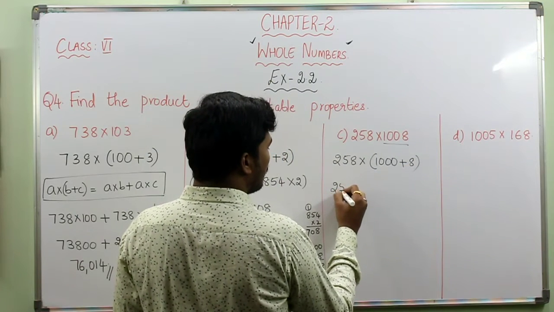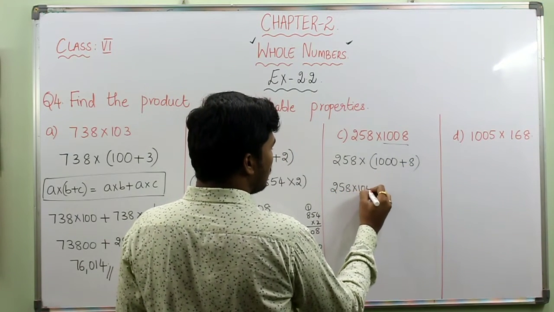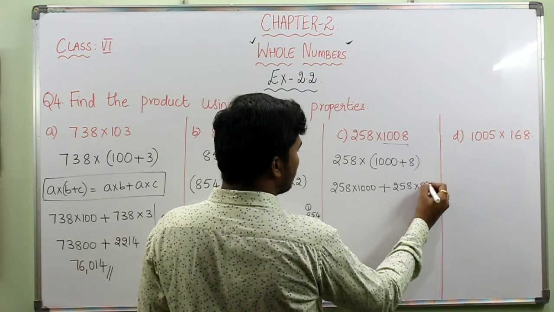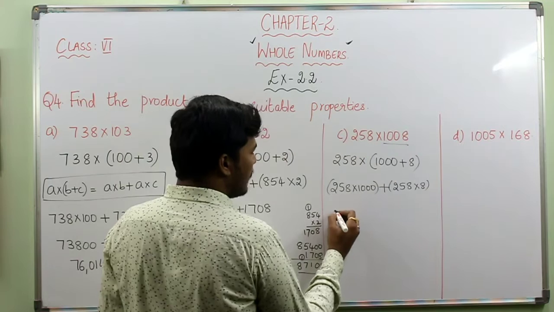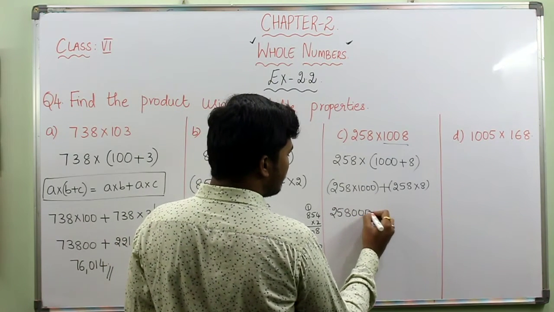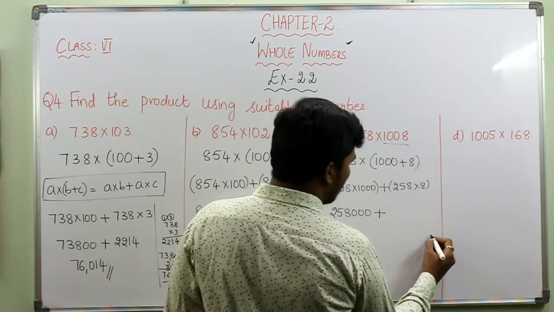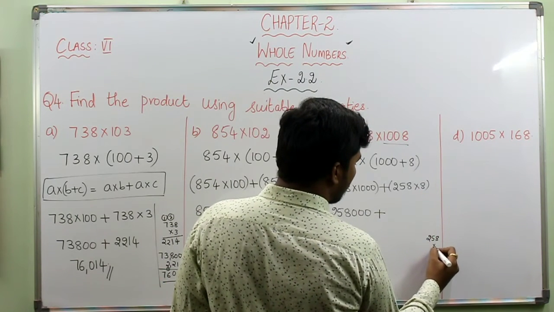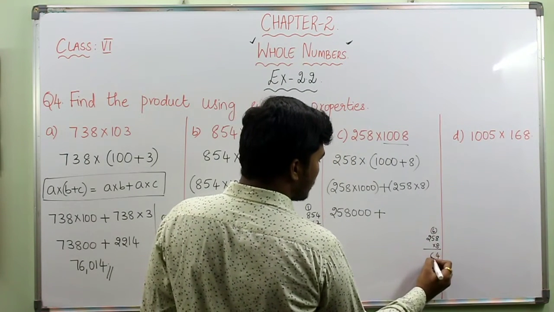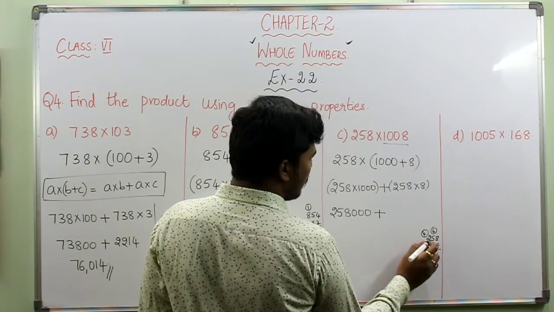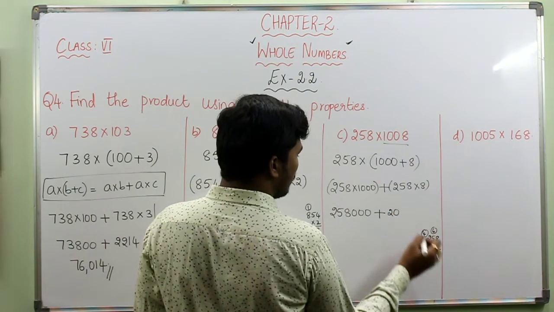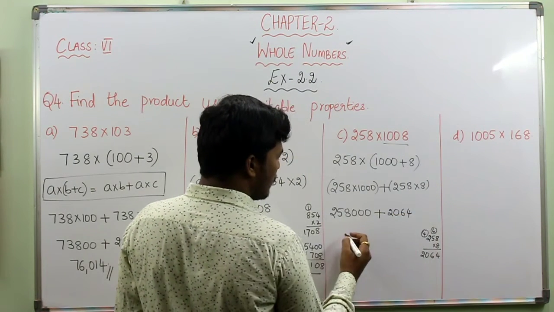Then it will become 258 into 1000 plus 258 into 8. Okay, then it will become 258, and these 3 zeros will be added up. Plus, if you multiply 258 into 8: 8 8s are 64, 8 5s are 40 plus 6 is 46, 8 twos are 16, 16 plus 4 is 20. So 2064.